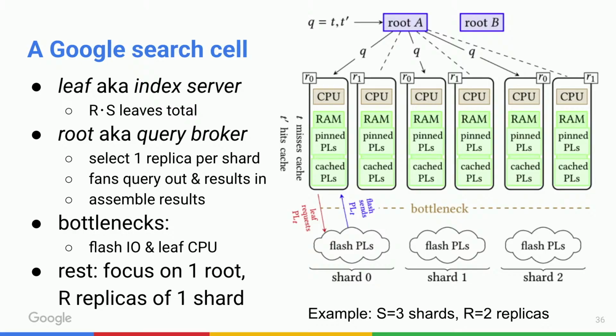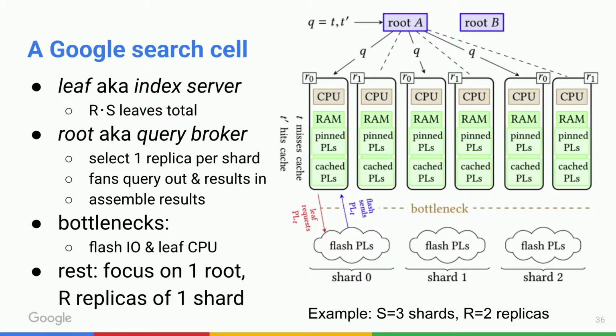Now note, I've drawn this a certain way. These PLs that are on flash, they could be stored locally on a local SSD, or they could be stored remotely over the network. For the purposes of this talk, it doesn't really matter which. So that's the overview. That's what happens. They do the retrieval, they do the ranking, they send the results back to the root, and then the root assembles everything together and decides what to return.